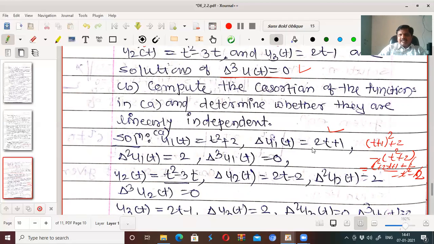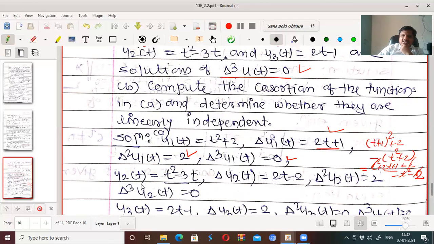Now, if I take its delta again, we get 2 into (t plus 1) minus 2t plus 1, and therefore we get delta square u1(t) as 2. As this is a constant term, its next delta becomes 0. So delta cube u1(t) equal to 0. So by u1(t), this equation is satisfied, and therefore u1(t), which is given by t square plus 2, is a solution of that equation.